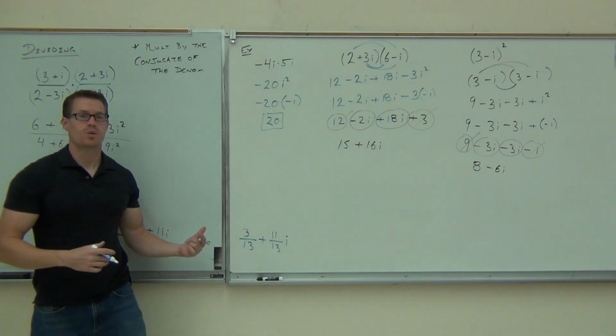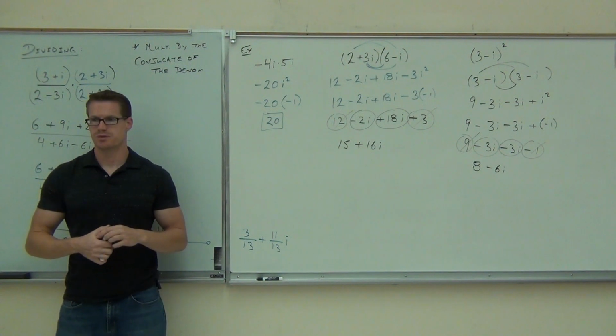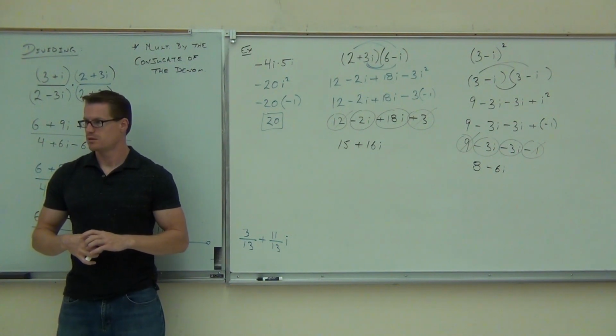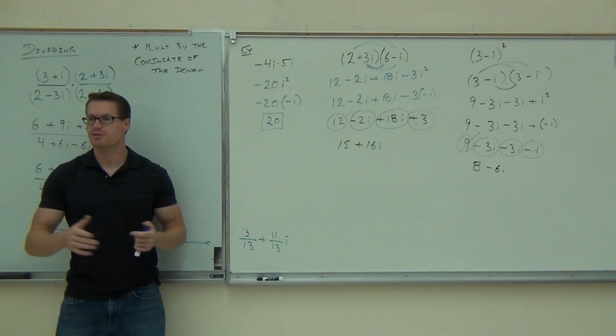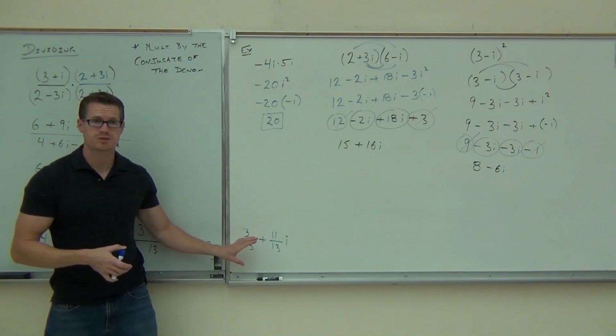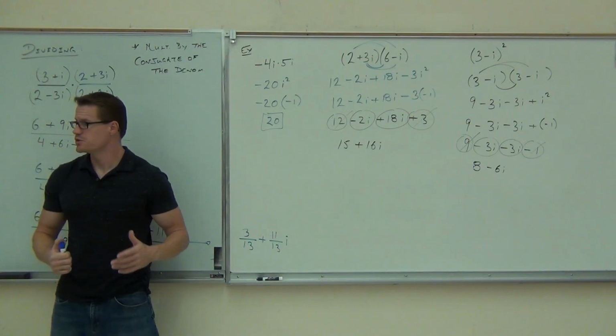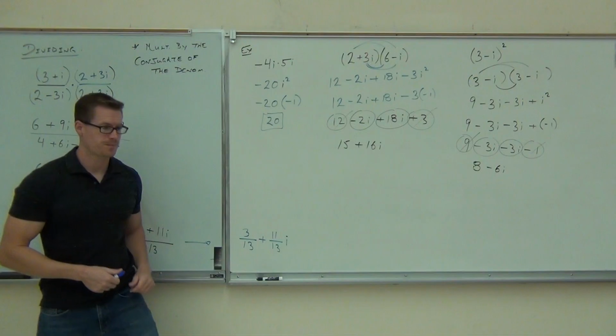That's a complex number. What's the real part here, folks? 3 over 13. Good. What's the imaginary part? 11 over 13 i. Now notice that you could reduce some of these fractions, if possible. Here you can't, because we have all prime numbers. But if they weren't prime numbers, you could reduce those fractions as well.